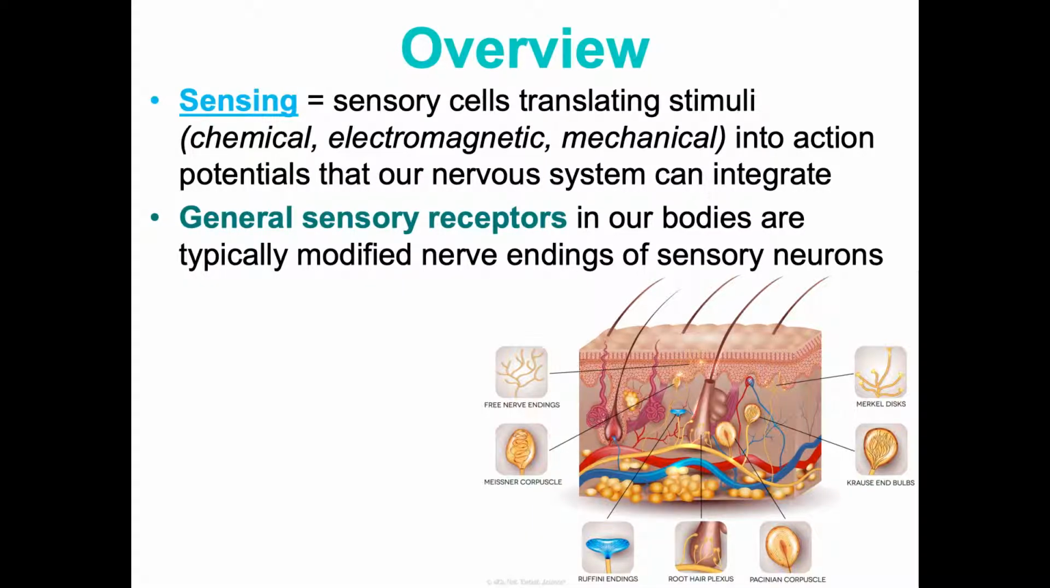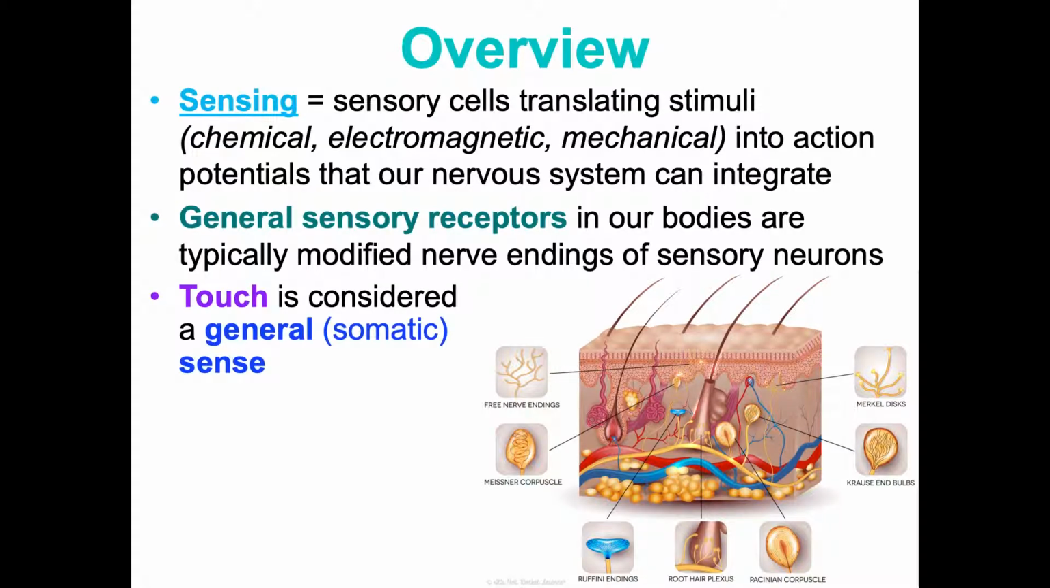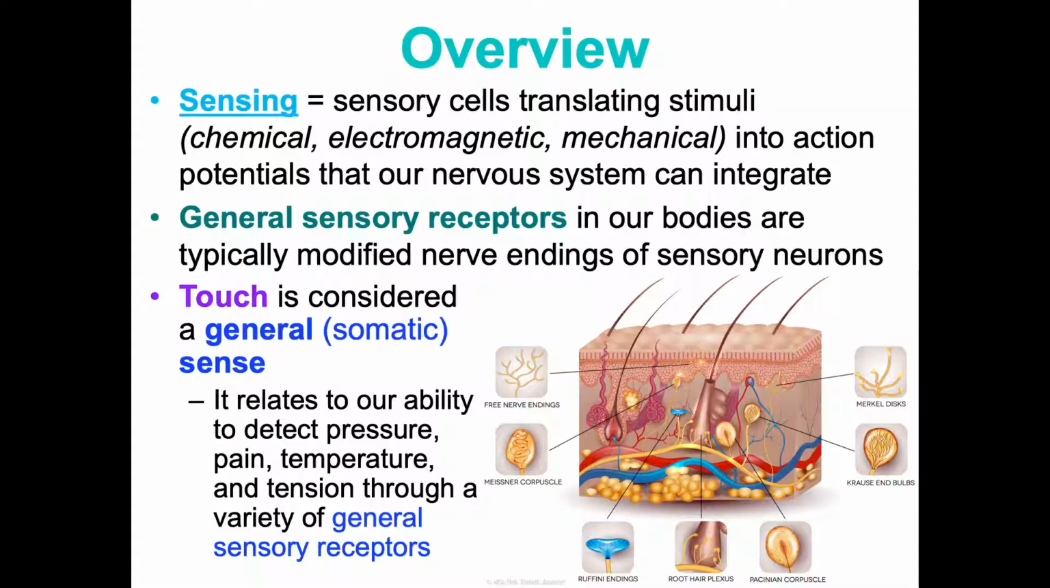General sensory receptors in our bodies are typically modified nerve endings of sensory neurons. Touch is considered just a general or somatic sense, and it relates to our ability to detect pressure, pain, temperature, and tension just through a variety of these general sensory receptors. Here you can see just a cross section of your skin and all the different types of receptors that can be in there, which we'll talk more about when we get to the integumentary system.